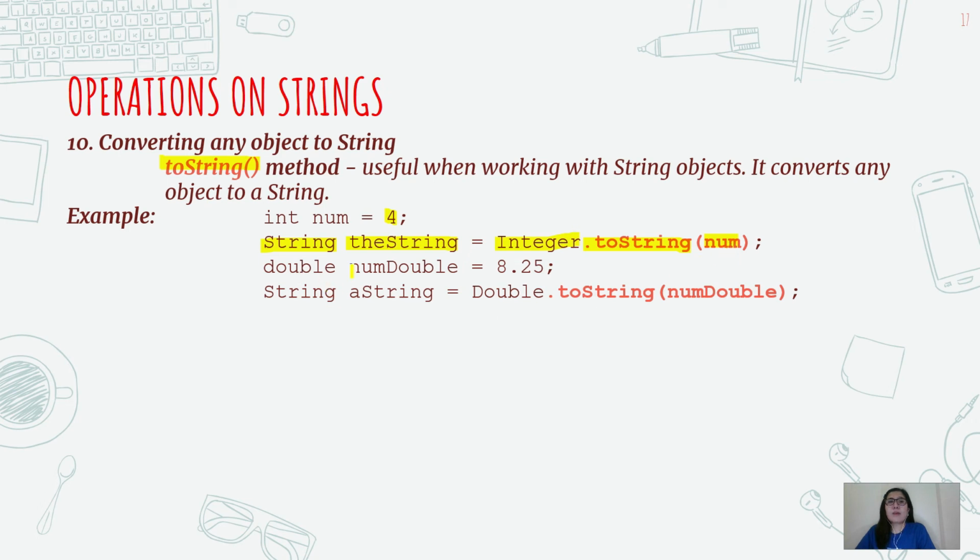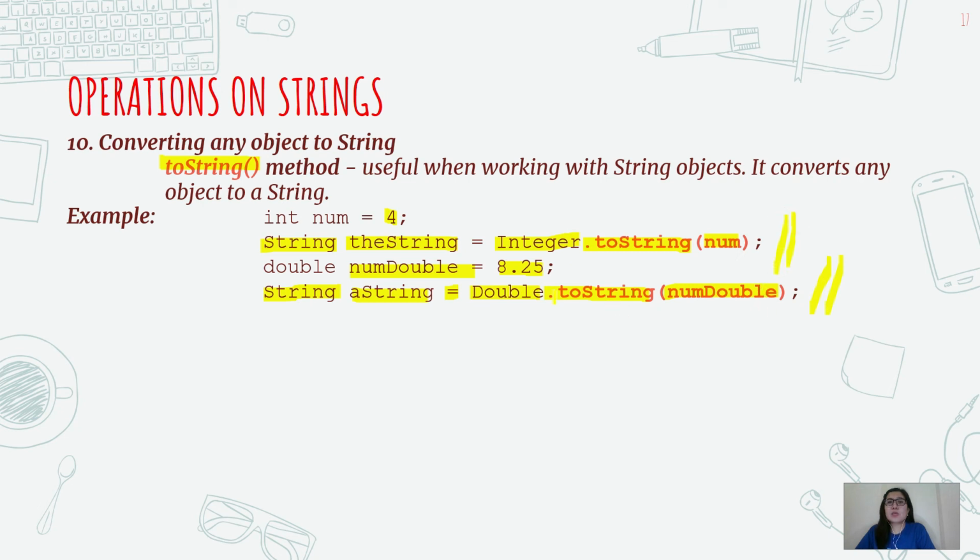Same is true, we have num double. The value is 8.25, I should say. Let's convert it into string. So, same, String, space, the variable, and the value later on of num double is equal to Double.toString, and then the variable that holds the double, which is num double. So, the result here is the 4, which is now a string.